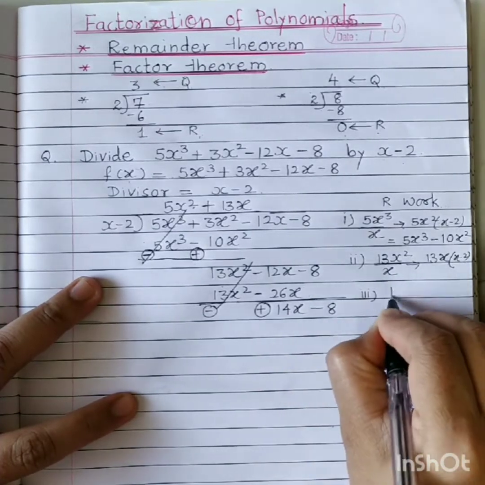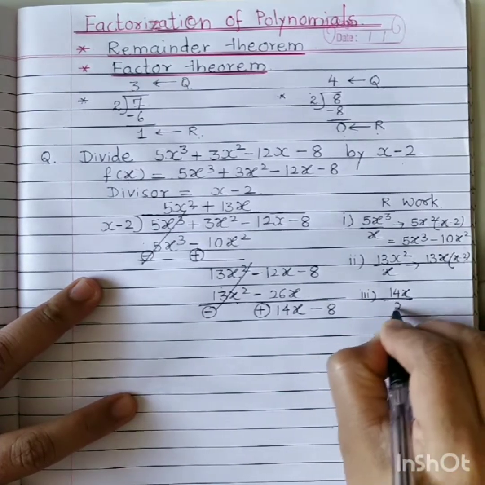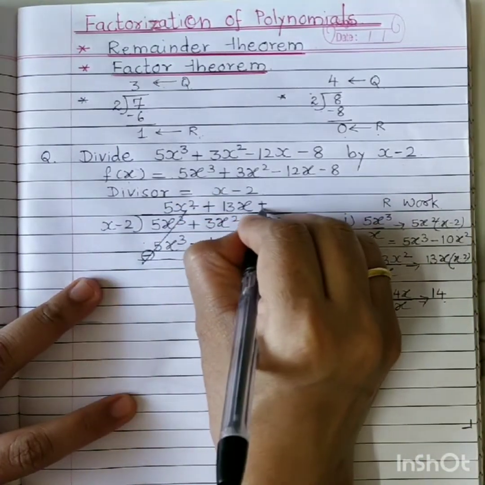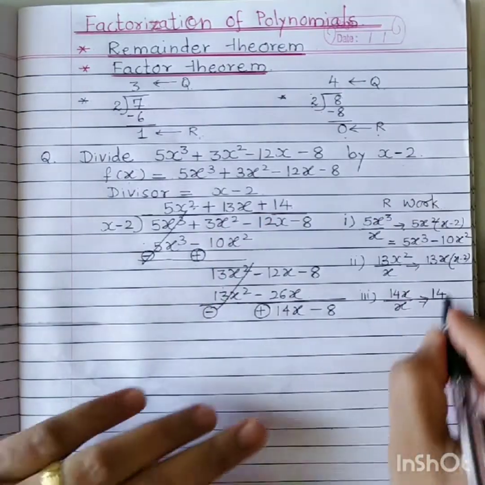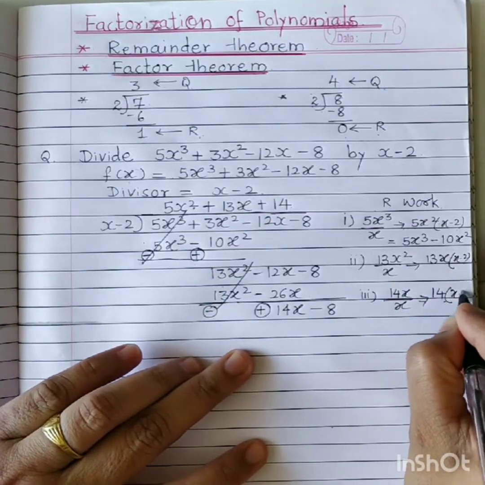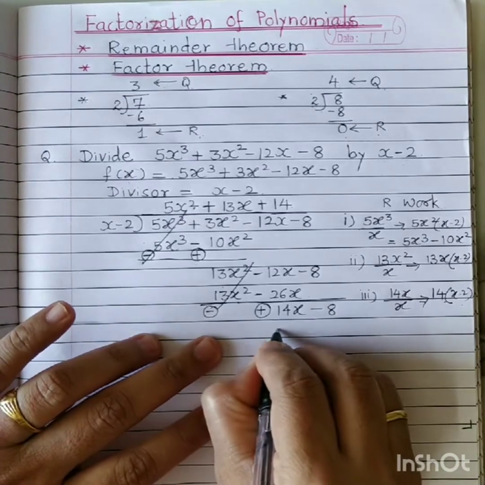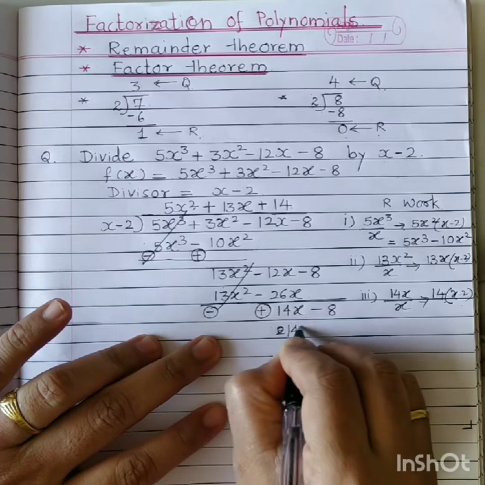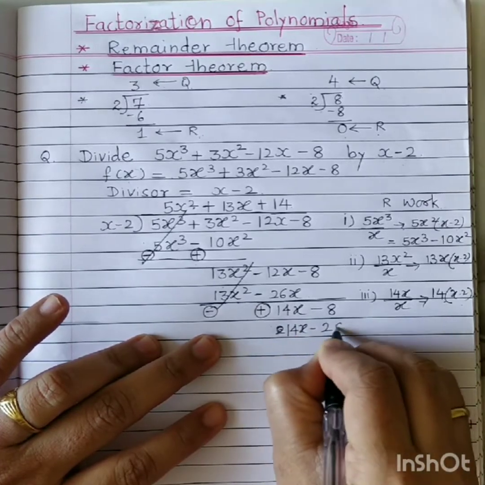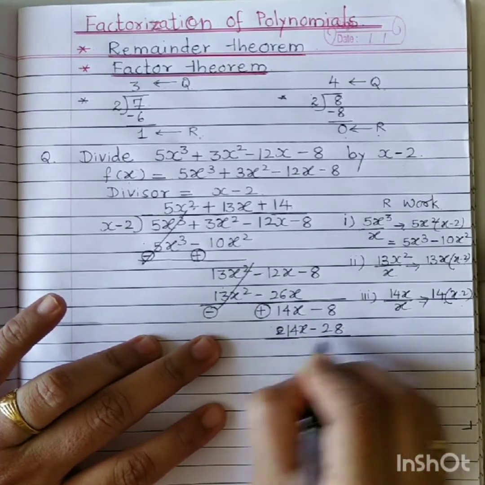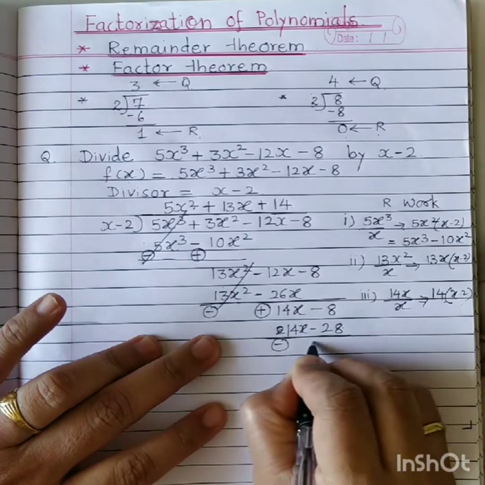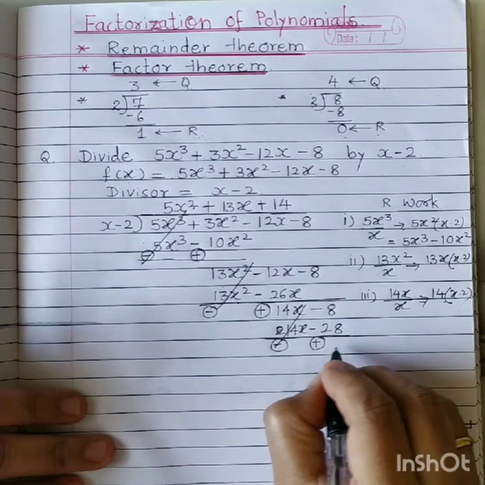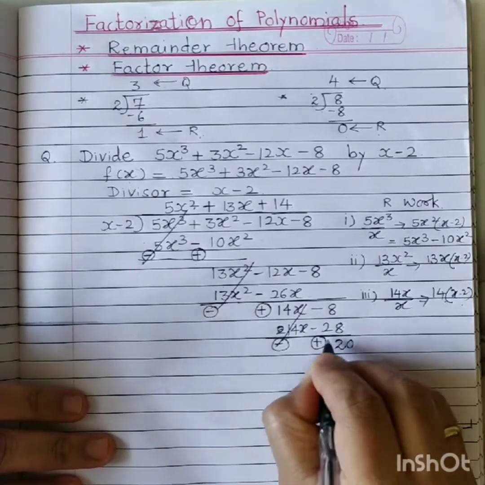So we'll continue. 14x divided by x, answer is what? 14. So right here, plus 14. With 14 you multiply x minus 2. So 14x minus 14 twos are 28. Change the sign, minus, minus is plus, 14x gets cancelled, and 28 minus 8. What is the answer here? 20.